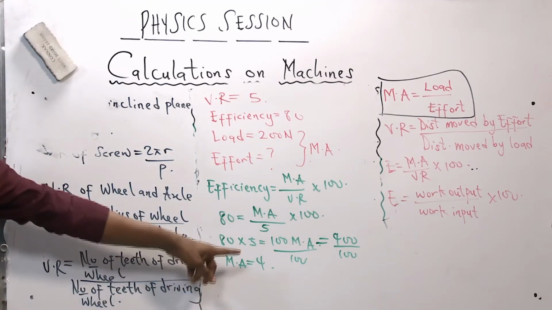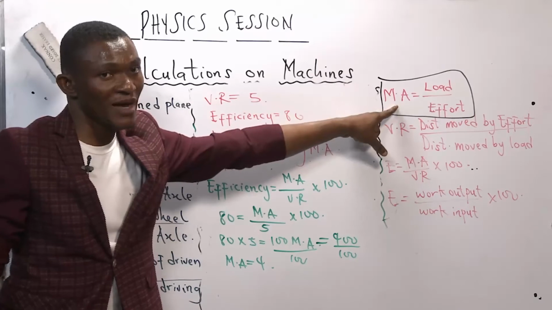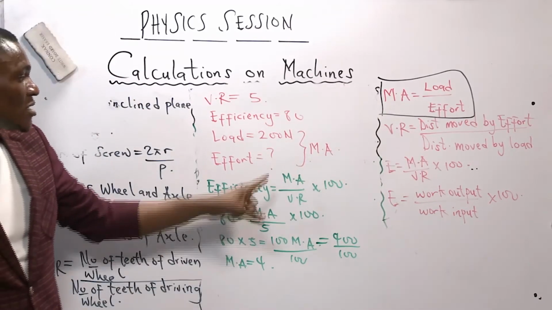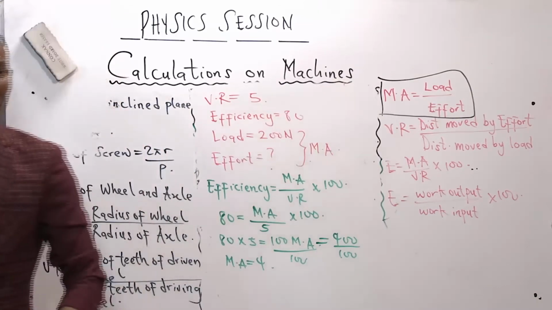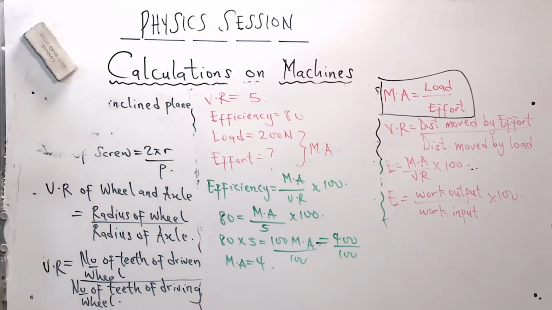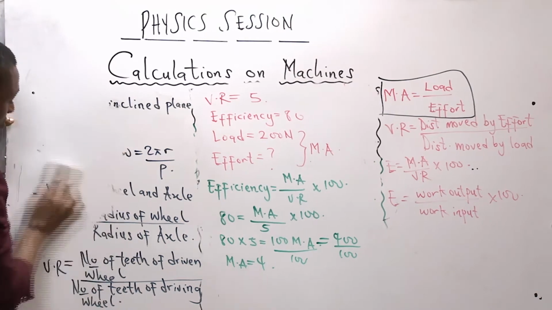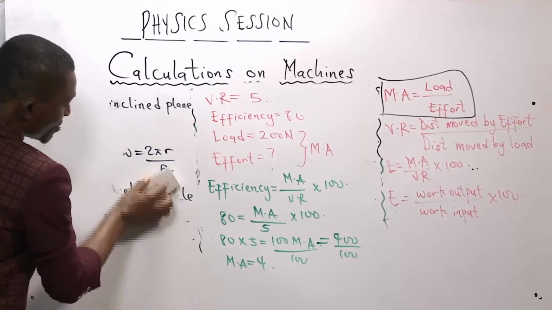So don't forget that MA is equal to load over effort, right? So that means 4 is equal to 200 Newton divided by effort. Without calculating, I'm sure you all know that our effort will be 50 Newton. But let's still calculate it to see what happens. Permit me to rub up this place, please.